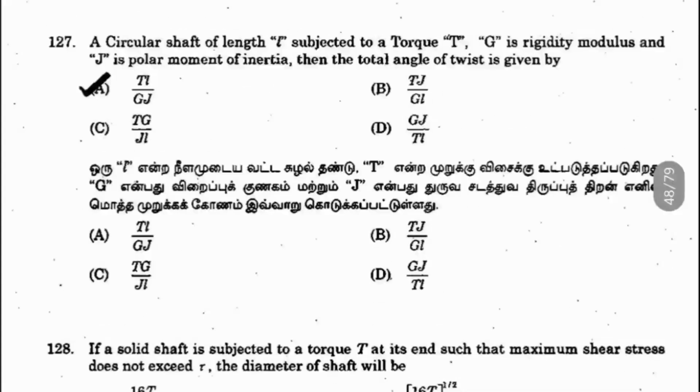127. A circular shaft of length L subjected to a torque T. G is the modulus of rigidity and J is the polar moment of inertia. Then the total angle of twist is given by what? So this we have studied in the torsion unit. So it's T by J is equal to C theta by L is equal to tau by R. So this is the relation we studied already. So the first two components alone they have taken. So when you keep this theta alone on one side, you will get TL by CJ. So the CJ is written as GJ here. Both C and G are the same only. It's the rigidity modulus. So option A.